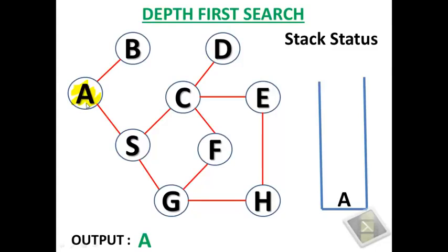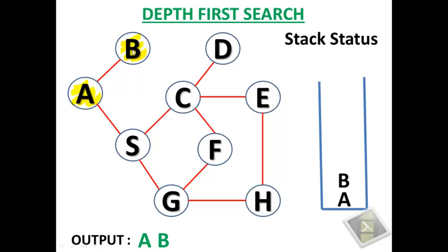Now according to the depth first search technique, we'll check the top of the stack symbol. We have A here and we'll check all the adjacent unvisited nodes of A. We have B and S. Following the alphabetical order, we'll push B onto the top of the stack, add it to the output sequence, and mark it as visited.